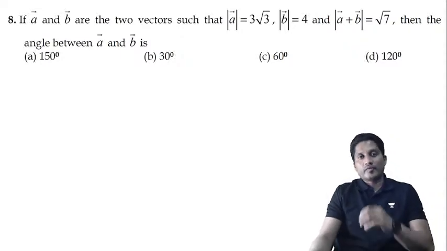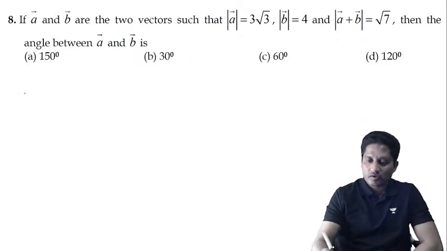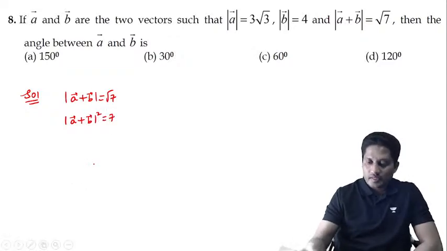If A and B are two vectors such that mod A and mod B are given, and the modulus of A plus B is equal to root 7, what is the angle between A and B? Mod of A plus B is root 7. If you square on both sides, you get mod of A plus B the whole square is equal to 7. Expanding, this is mod A square plus mod B square.